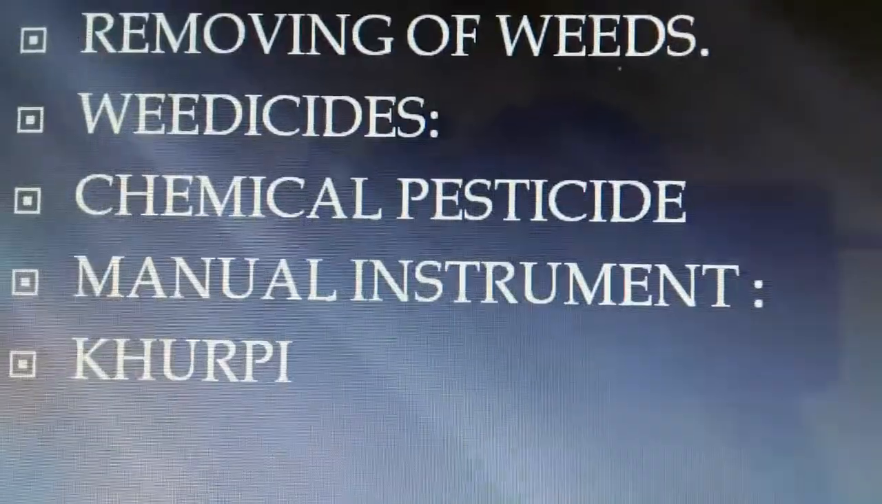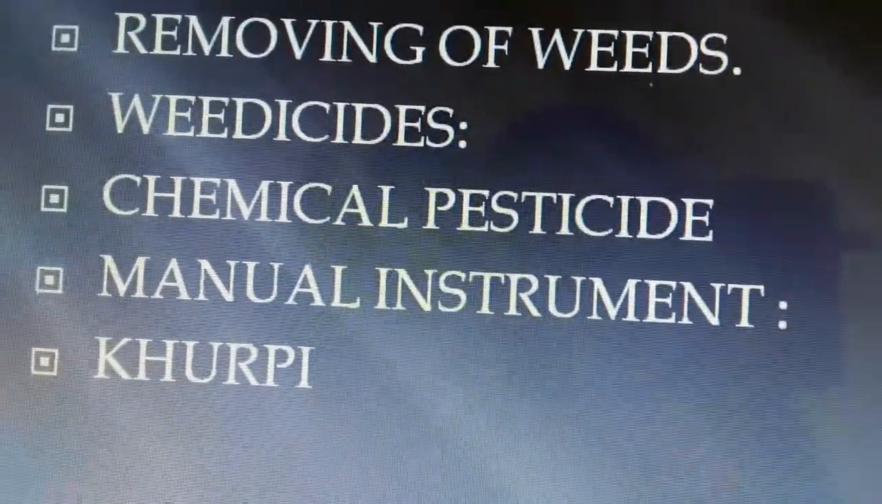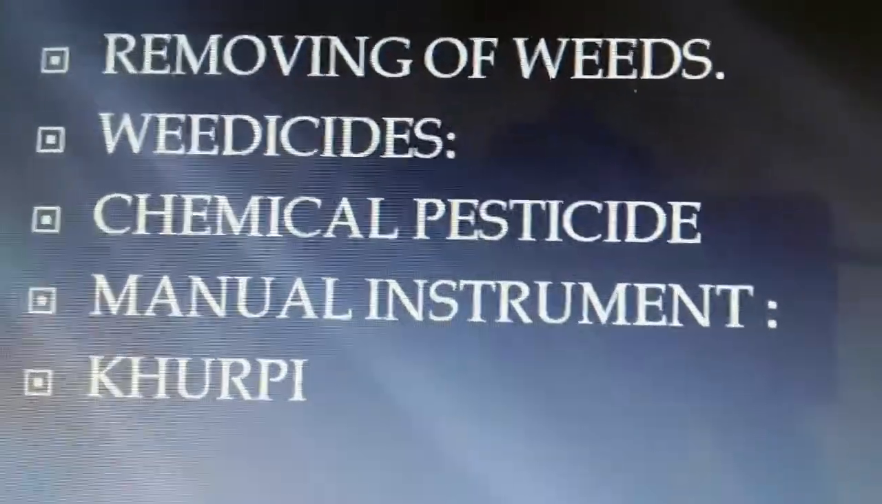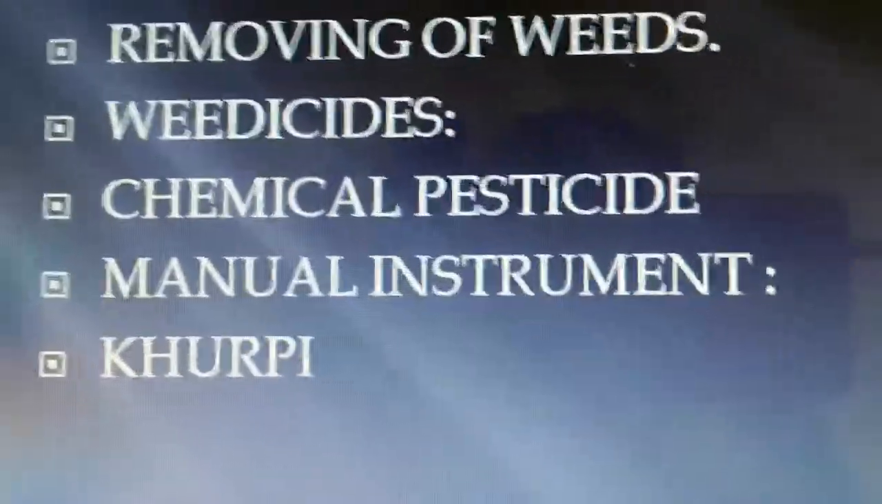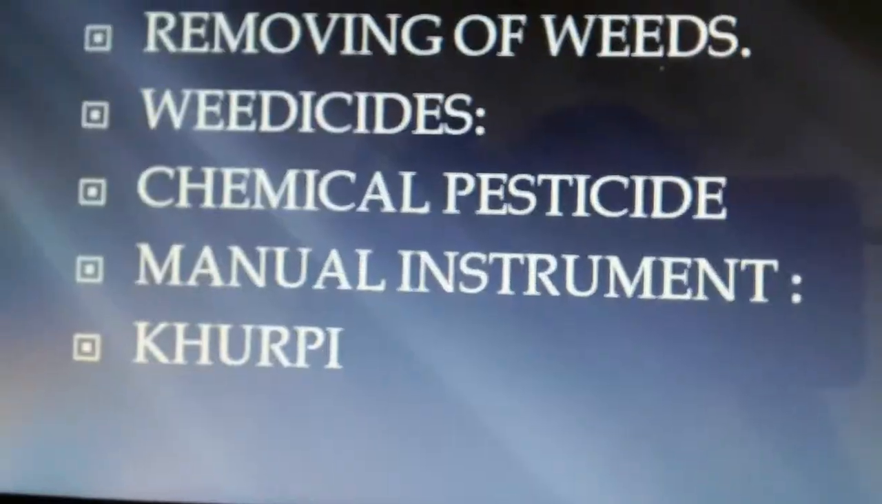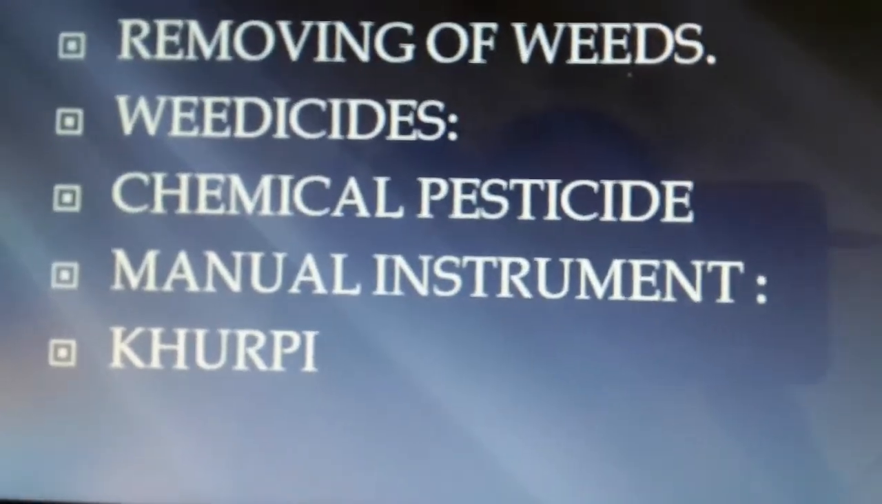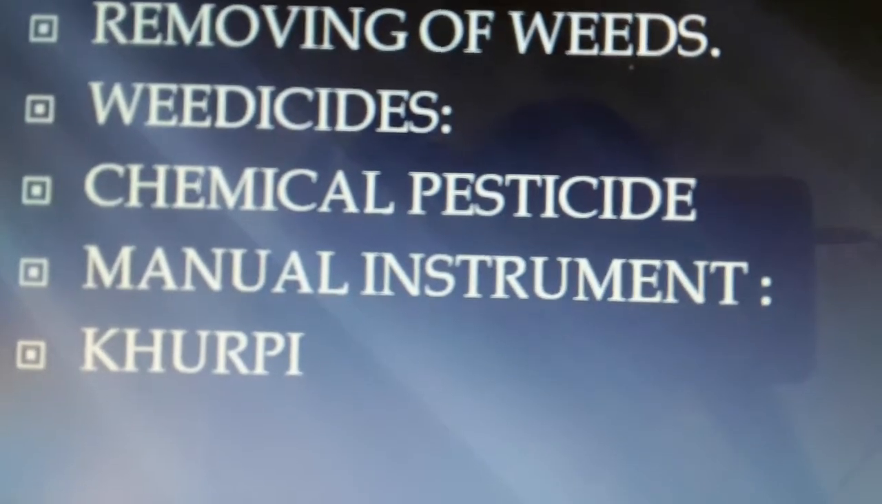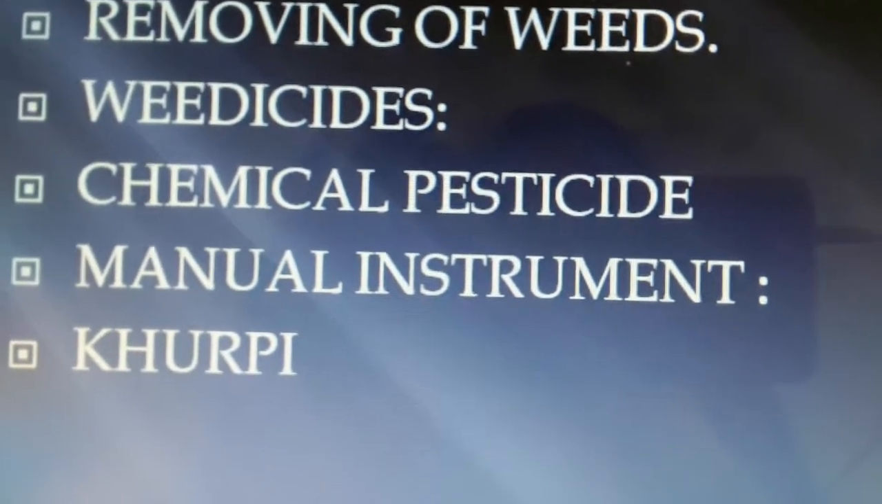Weedicide is a chemical pesticide. So like pesticide, what are pesticides? They kill mosquitoes and bad germs, right? That is what weedicide does, but weedicide kills only the weeds. But another, better way is to use a manual instrument, which is a kurpi.